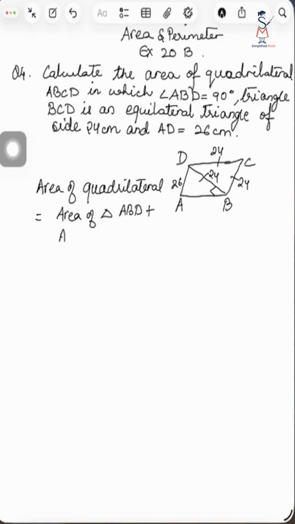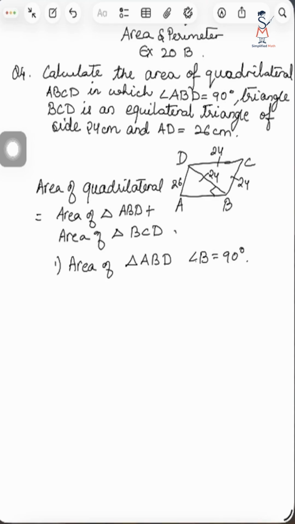That means to find the area of a quadrilateral, what we need to do? Area of the given quadrilateral will be equal to area of triangle ABD plus area of triangle BCD. Yes, because these two are making the quadrilateral. So let's first find the area of triangle ABD. ABD is here, angle ABD is 90 over here.